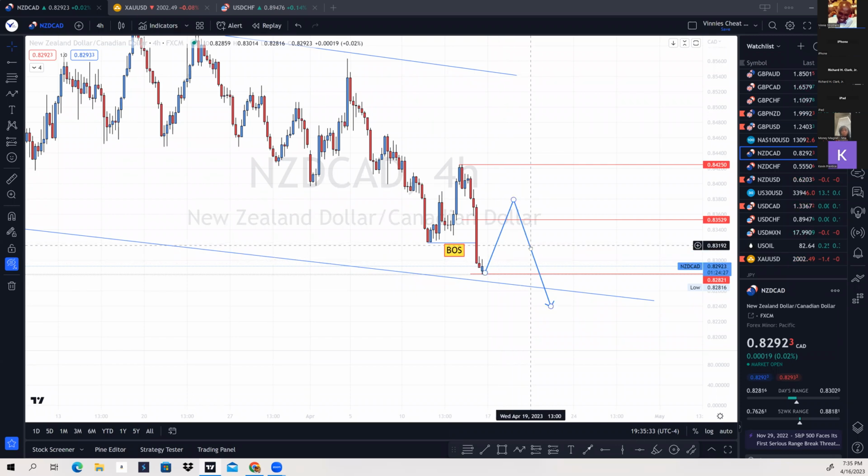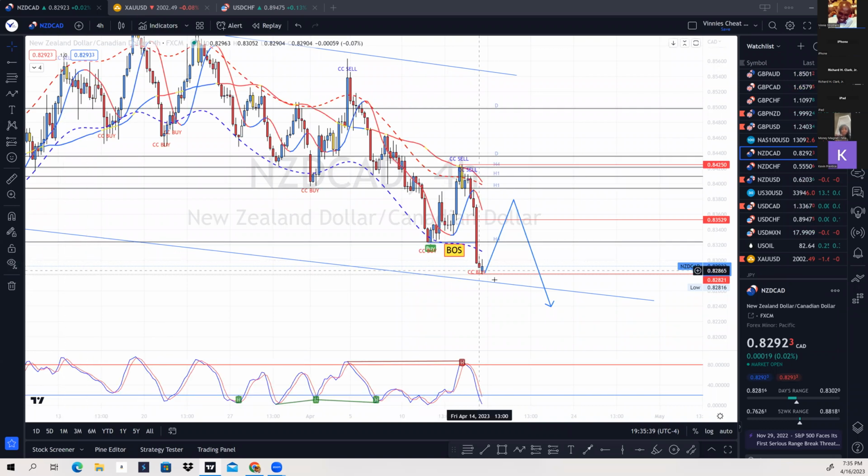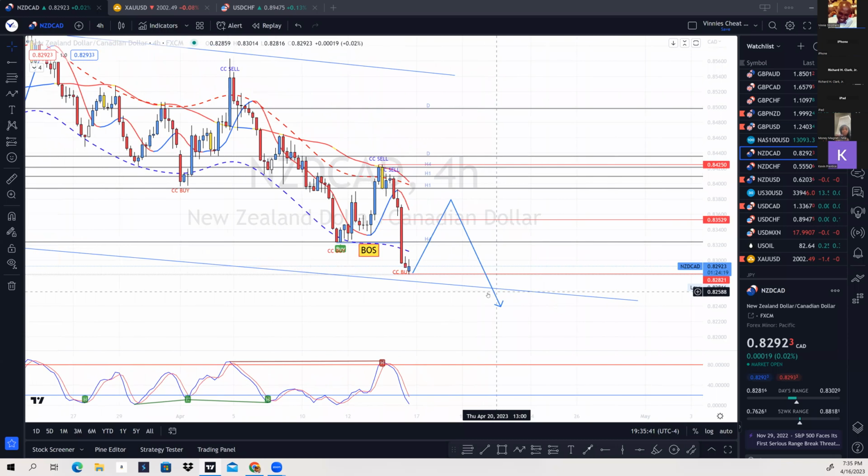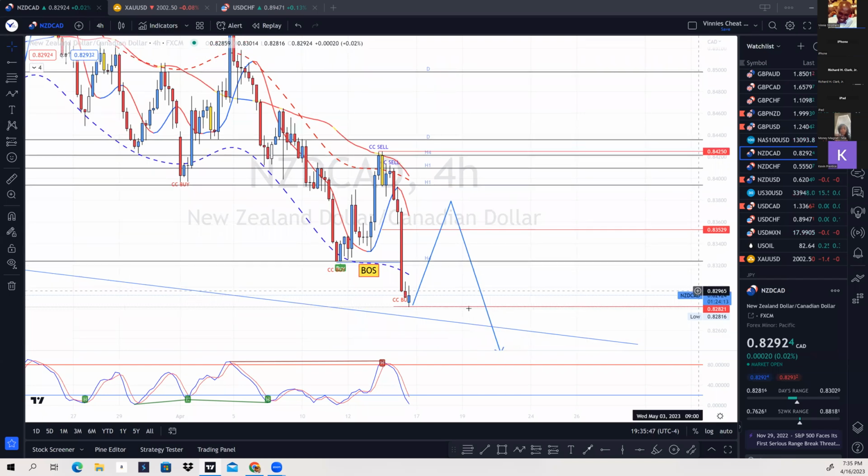So now that we have that established, I'm going to turn on the cheat code indicator so you can see how exactly it works. All right, so as you guys can see, we have a CC buy here on the 4-hour time frame on NZD CAD. That stands for a cheat code buy signal. Those signals are generated once price goes outside of the band. When I say price, I mean the candles. If the candles are outside of the band, it's going to generate a signal.